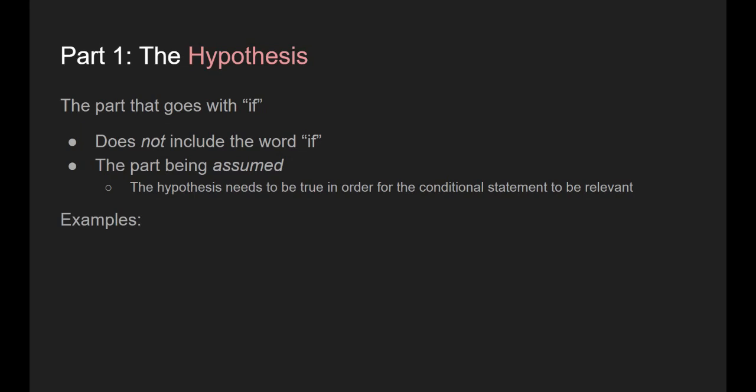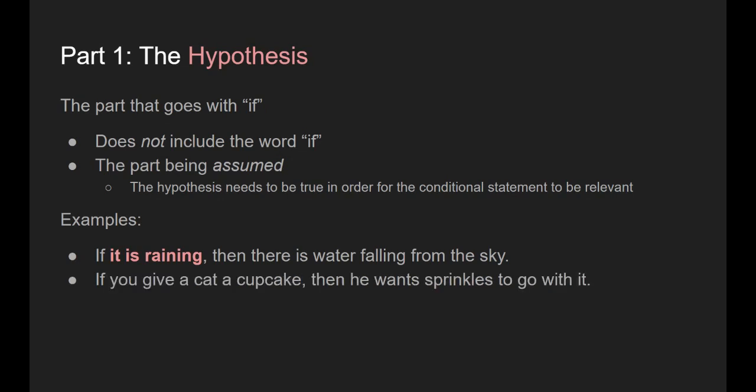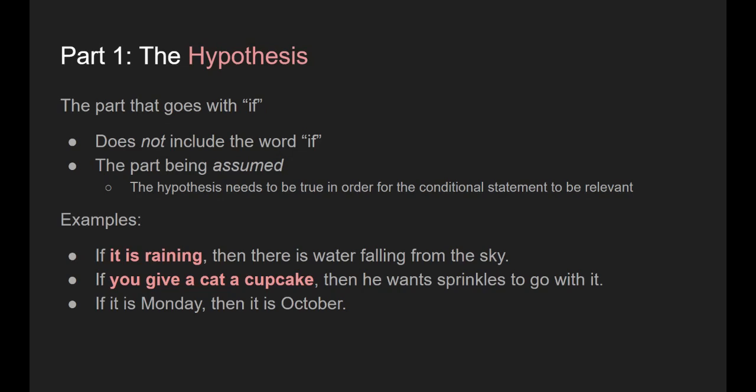Looking back at our examples from a couple slides ago, if it is raining, then there is water falling from the sky. The part that goes with the if here is it is raining. So the hypothesis in this example is it is raining. If you give a cat a cupcake, then he wants sprinkles to go with it. The hypothesis here, the piece that follows the if, is you give a cat a cupcake. And finally, if it is Monday, then it is October. The hypothesis in this statement is it is Monday.